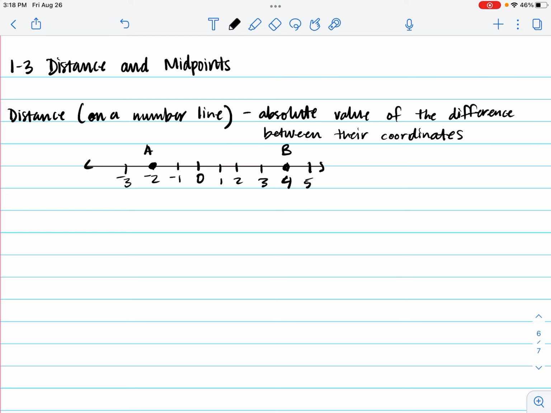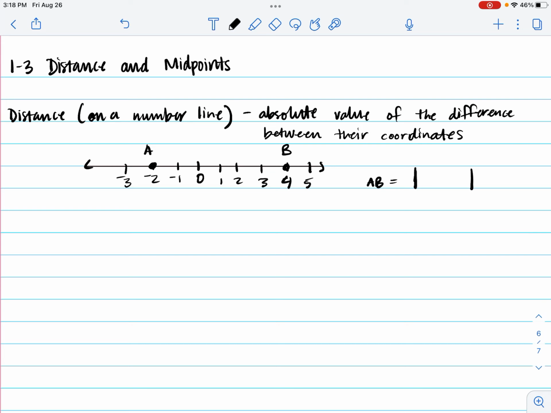And this pretty much sums it all up. It is the absolute value. So for instance, we're going to say AB is equal to, and we're going to do absolute value bars. Hopefully you remember that. It's 2 vertical lines that go pretty much to the top and bottom of your line. It's the absolute value of the difference, which means subtraction, between the coordinates.